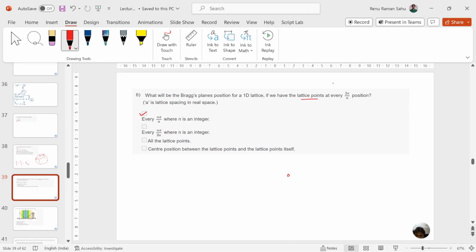Yeah, correct, because you have to bisect, no? When you bisect, it is n pi by a. It is the center position between the lattice point and the lattice point itself. Perfect. What about 'all the lattice points'? It is not right, because the origin lattice point is not being considered. Correct. Okay, cool. We'll go to the next question now.